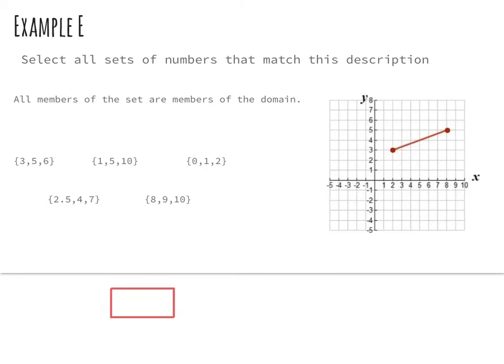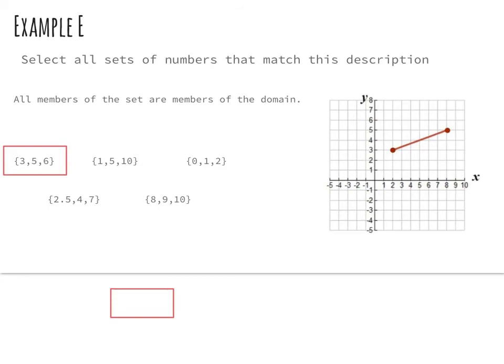So I'm looking for x values that fall between the 2 and the 8 because that's where the line is covering on the domains. So my first one has 3, 5, and 6. So 3, 5, and 6 do fall between 2 and 8. So that is a correct answer. My next one has 1, 5, and 10. 1 does not fall between 2 and 8, and 10 also doesn't fall between 2 and 8. Now 5 does, but not all of the numbers listed are members of the domain. The next one says 0, 1, and 2.